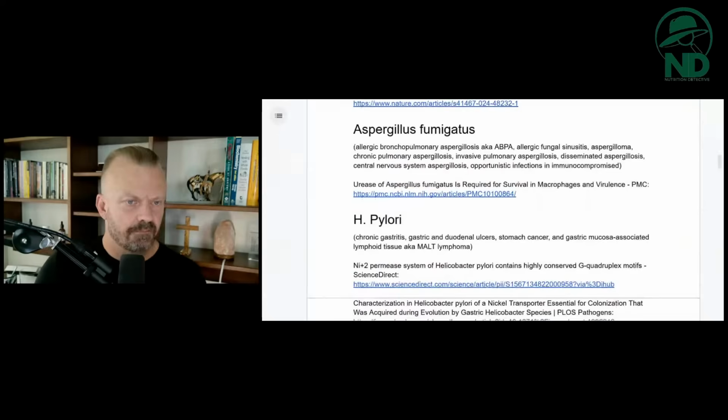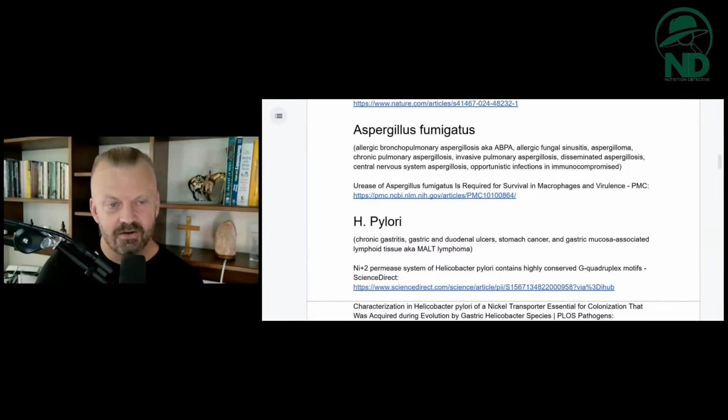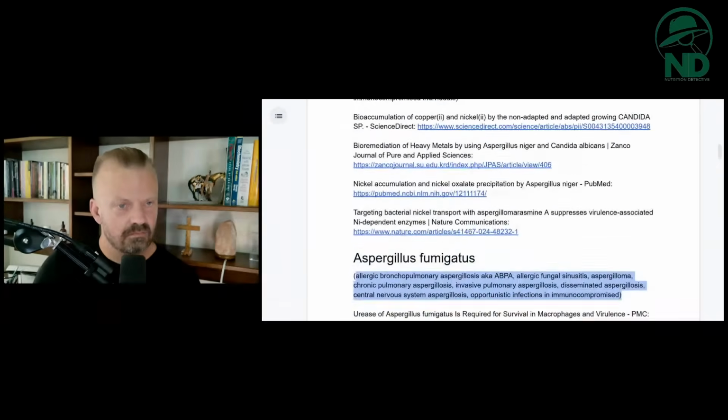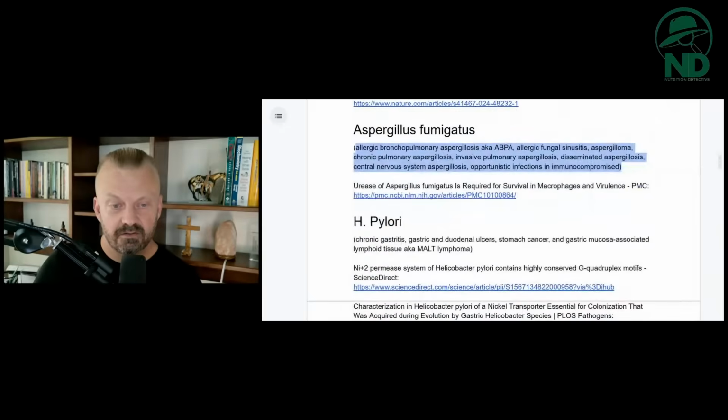Now we have another fungus, Aspergillus fumigatus. What can it cause? Allergic bronchopulmonary aspergillosis, aka ABPA, allergic fungal sinusitis. Like I said earlier, aspergilloma, chronic pulmonary aspergillosis, invasive pulmonary aspergillosis, disseminated aspergillosis, central nervous system aspergillosis, opportunistic infections in immunocompromised people. Or did I already do this one? I don't think I did. Let me just double check. I don't want to make you guys sit through it again. But again, we have another fungus. And maybe we'll just hit on the title of this one.